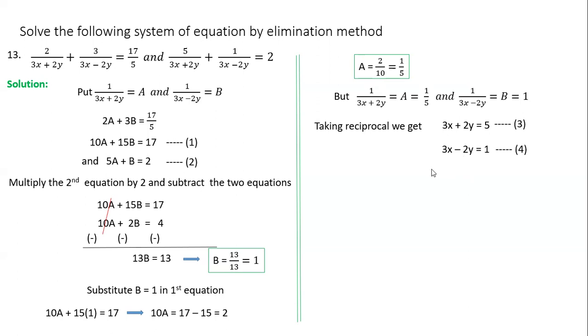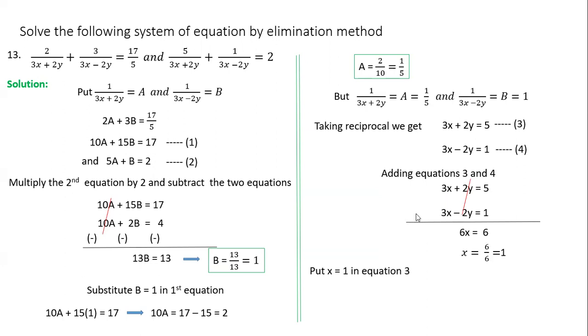Add the two. Adding equations 3 and 4: 3x plus 2y is 5, 3x minus 2y is equal to 1. Adding, this cancels. 6x is equal to 6. x is equal to 1. Put x is equal to 1 in the third equation: 3 into 1 plus 2y is equal to 5.